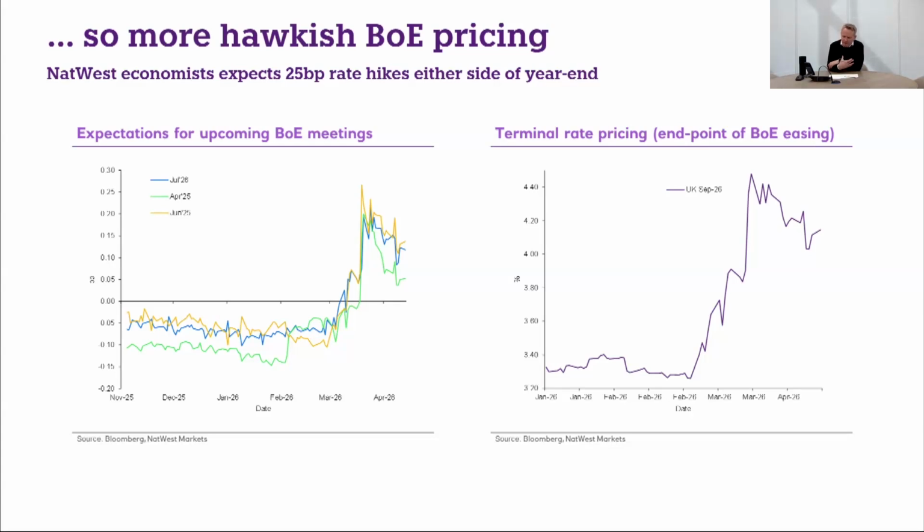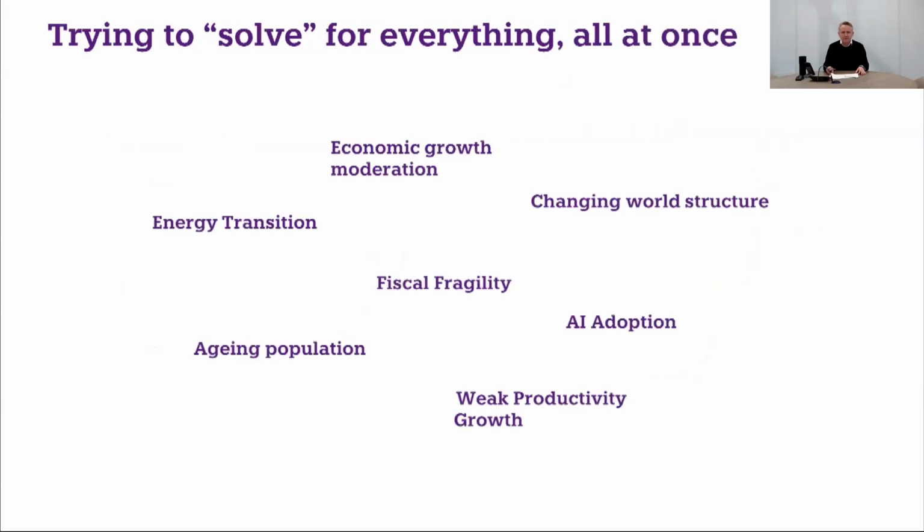Remember, that's different from what we thought before the crisis, where we thought we'd get one, possibly two rate cuts from the Bank of England. Next chart, please. I've got two more charts and then I'll hand over to Piers.